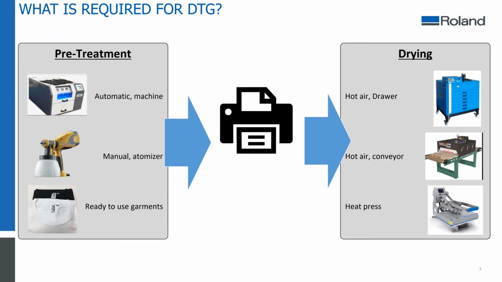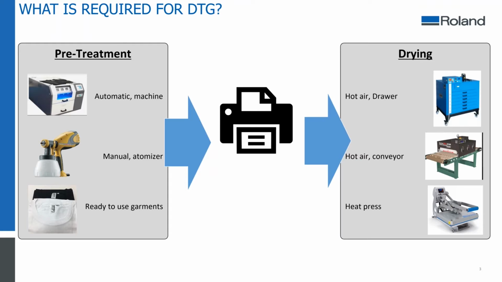This can be done with an automated machine for high throughput. It can be done manually using something similar to an atomizer, or by simply buying garments that have already been pre-treated and that are ready to use. The pre-treatment stage is also vital to flatten down the fibers of the garment to improve the overall print quality.